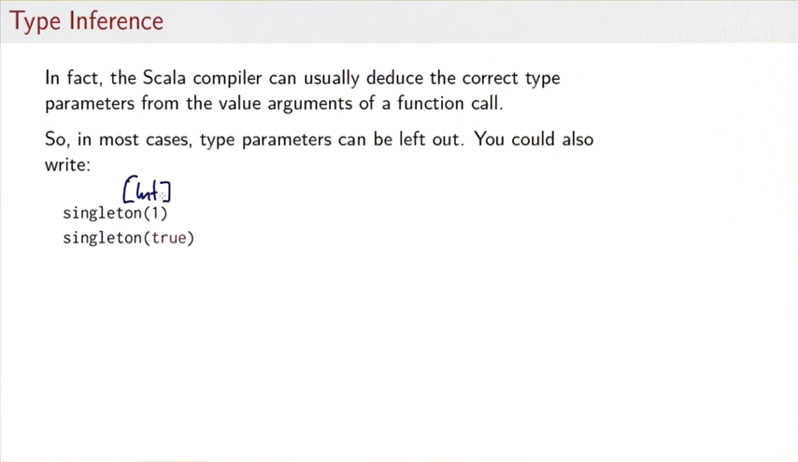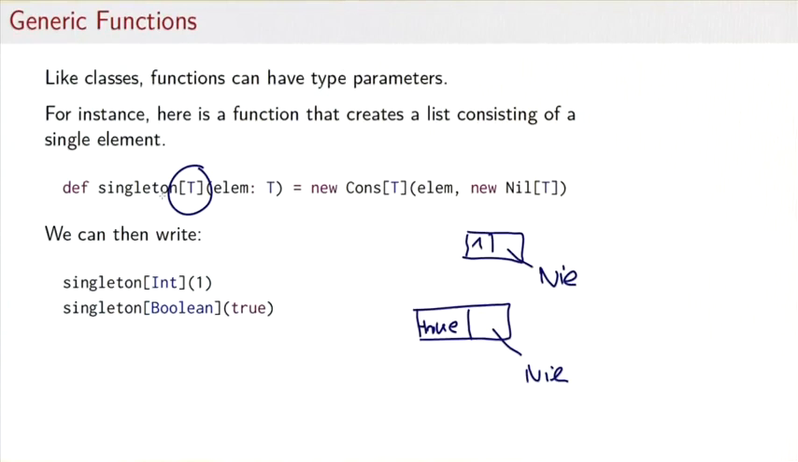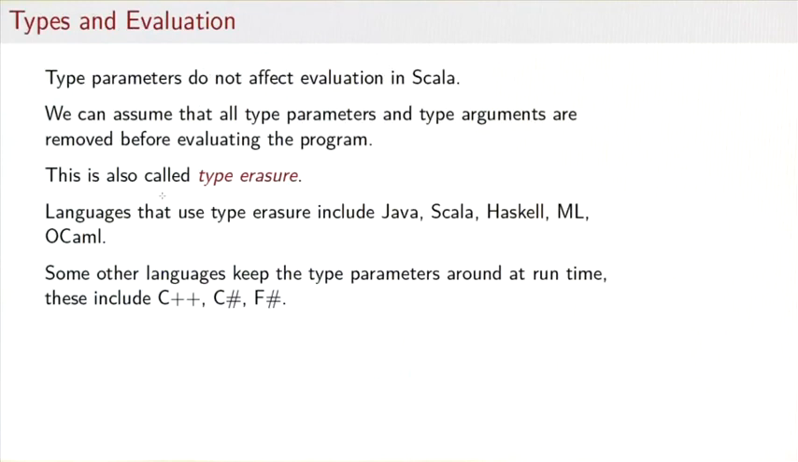And in the same way it could infer that singleton of true has type parameter Boolean, because true is a value of type Boolean. So that gives a quite significant simplification of notation, where the types really get out of the way. They're not in your face anymore, but they do in the background what needs to happen. So when I drew data structures like this, the actual type Int and Boolean doesn't form part of the data structure. It's not stored anywhere. And that's a principle that affects all of evaluation. So it turns out that type parameters do not affect evaluation in Scala at all.